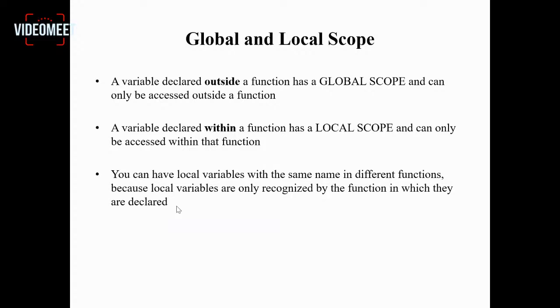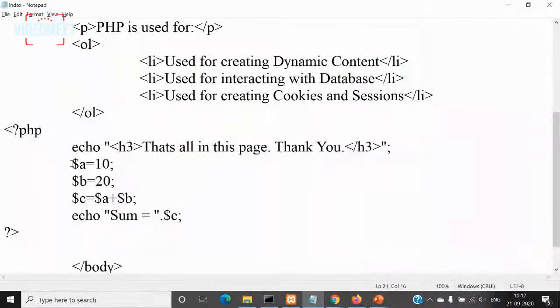Just like in Python, we can write code either within a function or outside a function, right? Similarly, a PHP script can be written either within a function body or even without a function. If a variable is declared outside a function, then it has a global scope and can only be accessed outside a function, right? Now in our program, I declare this variable outside a function.